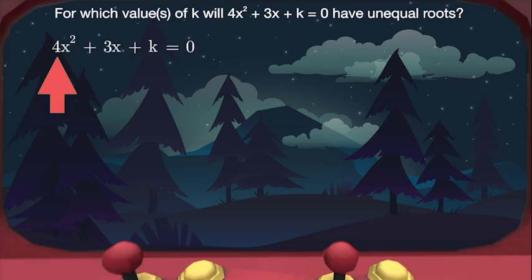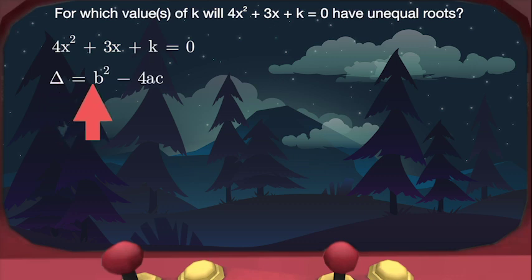We simply write down our quadratic equation, 4x squared plus 3x plus k equals 0, and then we make sure that it's in the right order. So all our terms on one side, and then it must be in the form of ax squared plus bx plus c, where the 4 is the a, the 3 is the b, and the k will be our c. Now we can simply calculate our discriminant with b squared minus 4ac.